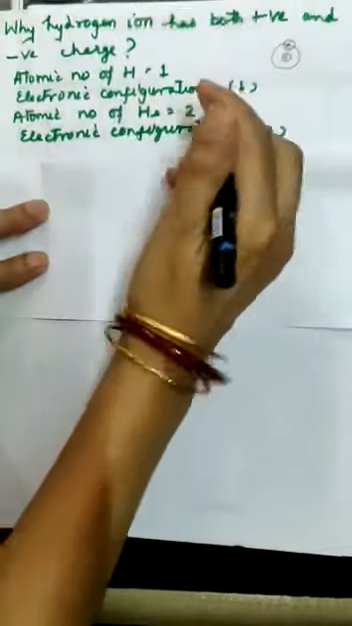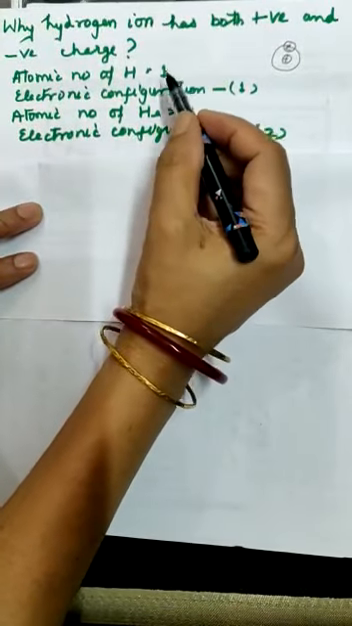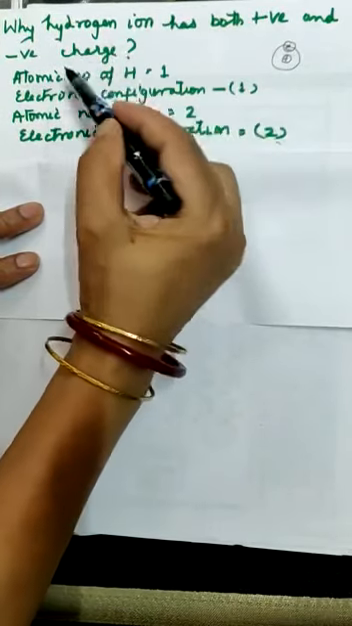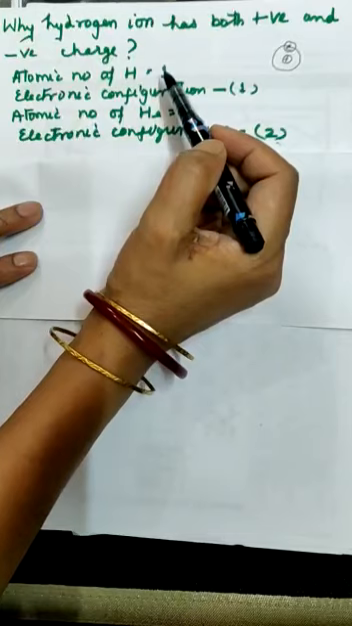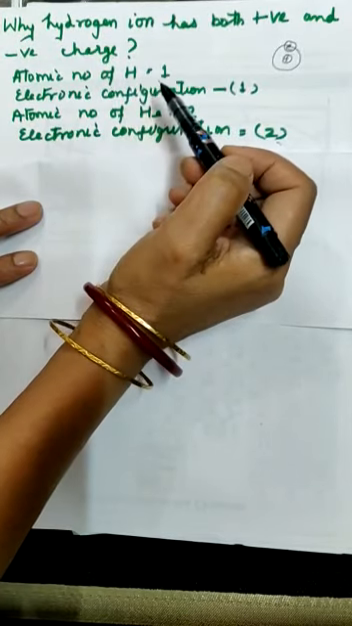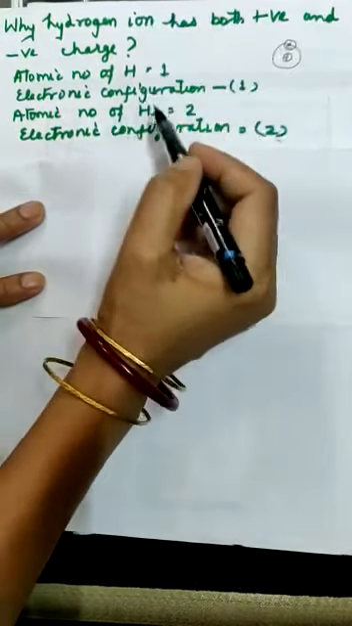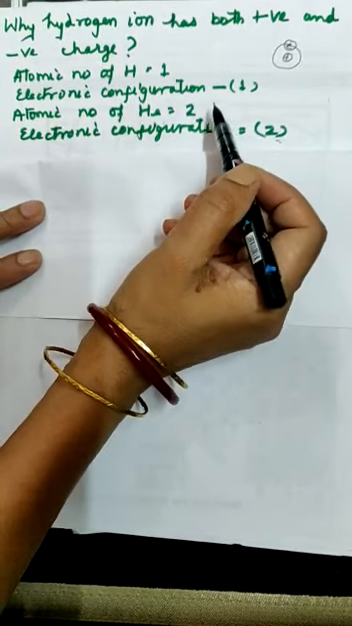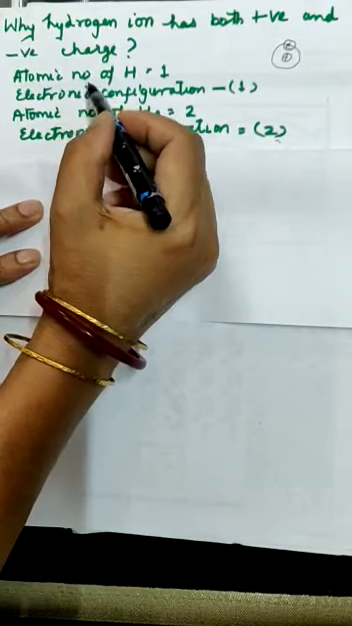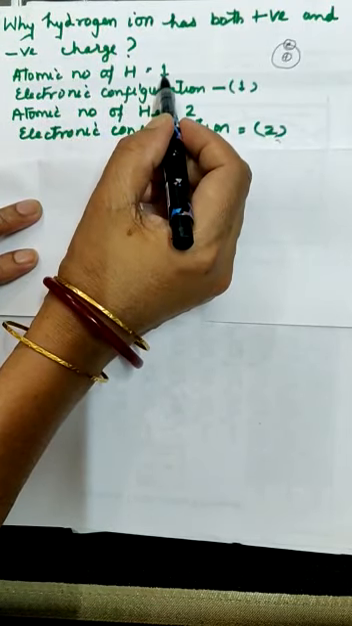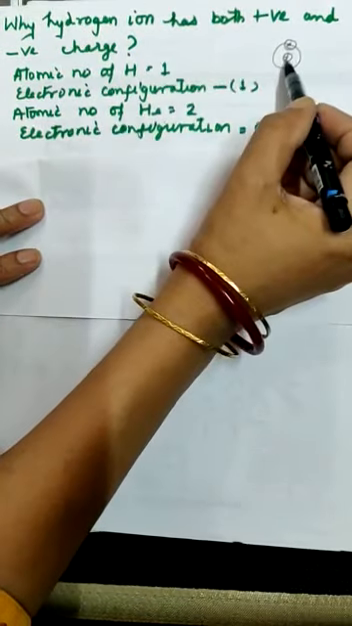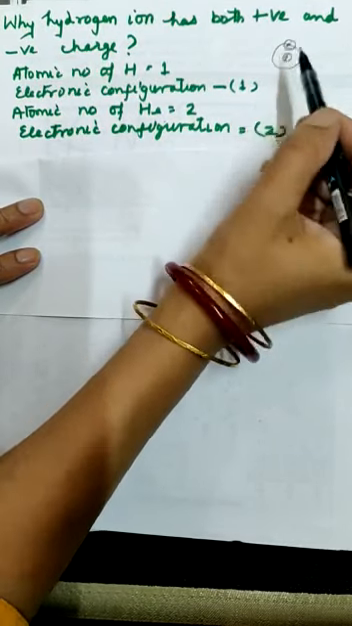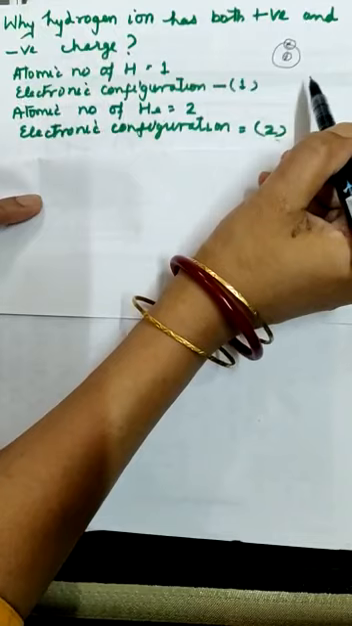Dear students, let's discuss one more common problem, and that is why hydrogen ion has both positive and negative charge. And the answer lies in the very special configuration and atomic number of hydrogen. See, hydrogen is the element with atomic number 1, meaning that it has one proton in the nucleus and one electron in the orbit, and also that it has only one orbit.